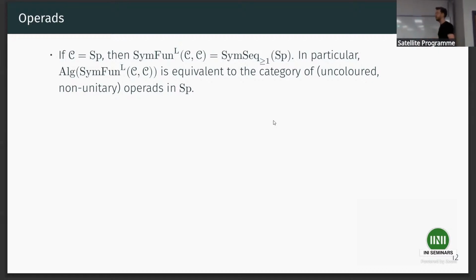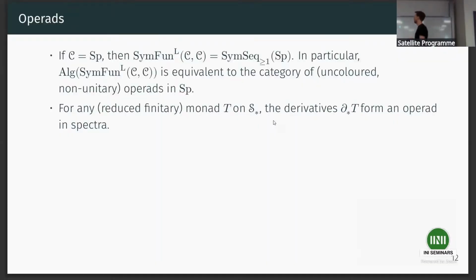And this has always been some kind of guiding philosophy in Goodwillie calculus, that it allows you to translate between monads and comonads on one side and operads and co-operads on the other side. And it allows you to decategorify some statements to statements about operads and bimodules. And let me give some example, which is not exactly of that kind, but one thing you get is that for any monad on pointed spaces, its derivatives form an operad in spectra.